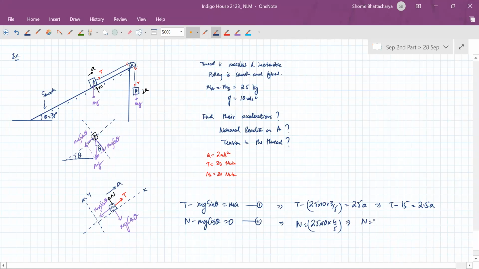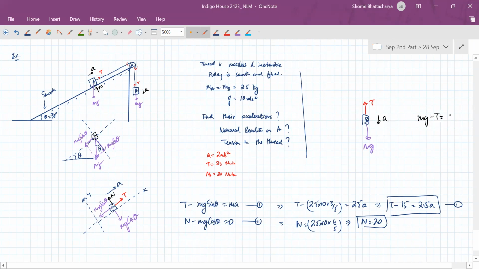Normal reaction is equal to 20 newtons, whereas this is our equation 1. Now, when you look at the free body diagram of block B, it's very simple. Tension acts upwards, and its own weight, which is the same as the weight of A, acts downwards, and it has a downward acceleration a. So for this block, we have the equation mg minus T is equal to ma, or 25 minus T is equal to 2.5a. This is our third equation.